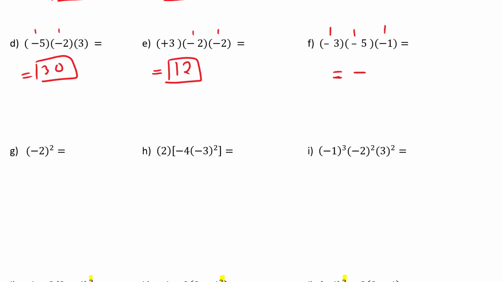Here we have minus 3 times minus 5. Two negatives make a positive. That's positive 15. Then positive 15 times minus 1 equals minus 15.